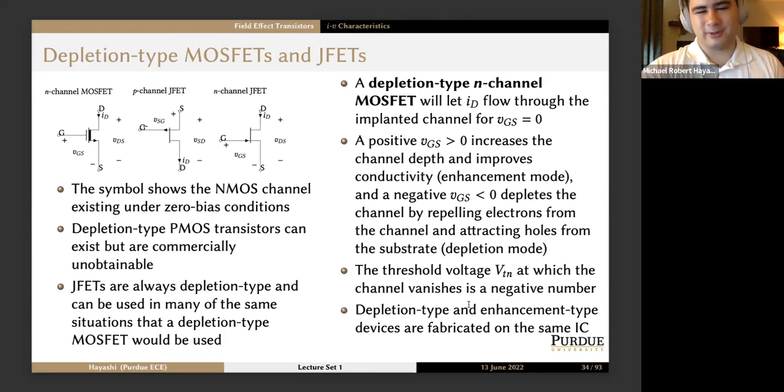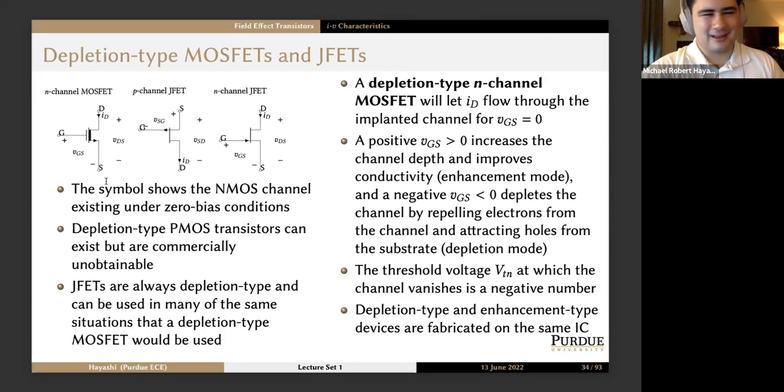And you are able to fabricate depletion type and enhancement type devices on the same integrated circuit. So if you are wondering, yeah, you can build N-type depletion, N-type enhancement mode, and P-type enhancement mode together. The symbol for the depletion type shows a thick bar underneath the channel, the oxide marker. That shows that there's a channel in place under zero bias conditions.